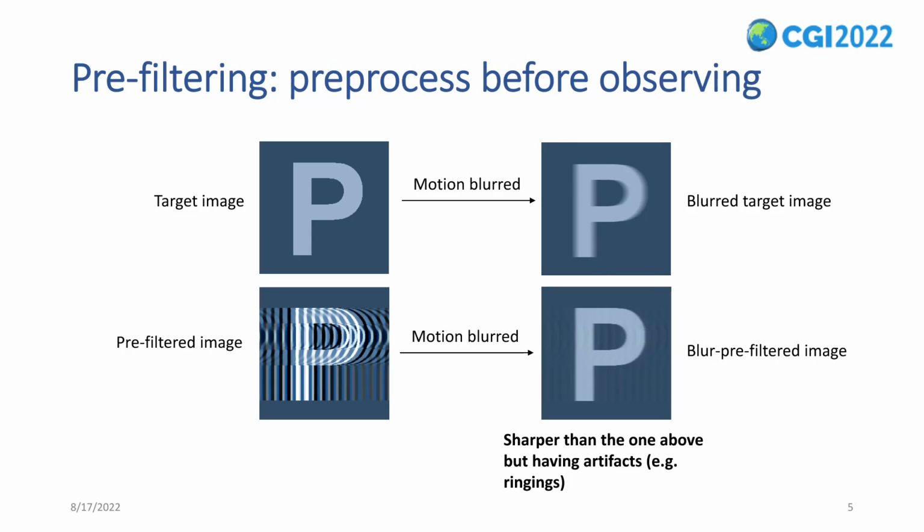Pre-filtering methods pre-process the image before it is observed with the motion blur. So here is an example of a pre-filtered image, and when it undergoes the same motion blur, it will produce this blurred pre-filtered image, which looks sharper than this naively blurred image, but it has artifacts or ringings.